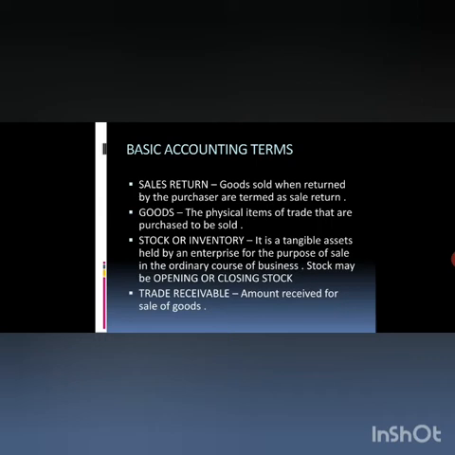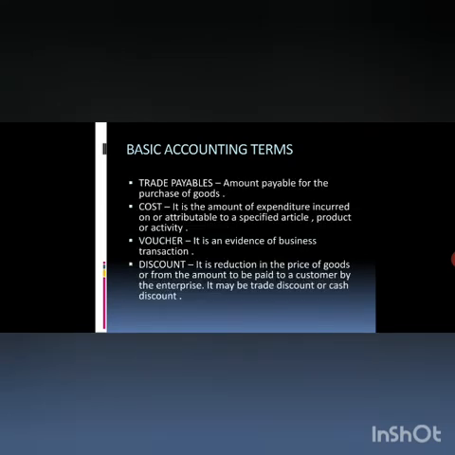Now, stock or inventory. It is a tangible asset held by enterprises for the purpose of sale in the ordinary course of business, or for the purpose of using it in the production of goods. There are two types of stock: opening stock and closing stock. Now, trade receivable. It is the amount receivable for sale of goods or services rendered in the ordinary course of business. Now we will see trade payables. It is the amount payable for the purchase of goods or services taken in the ordinary course of business.